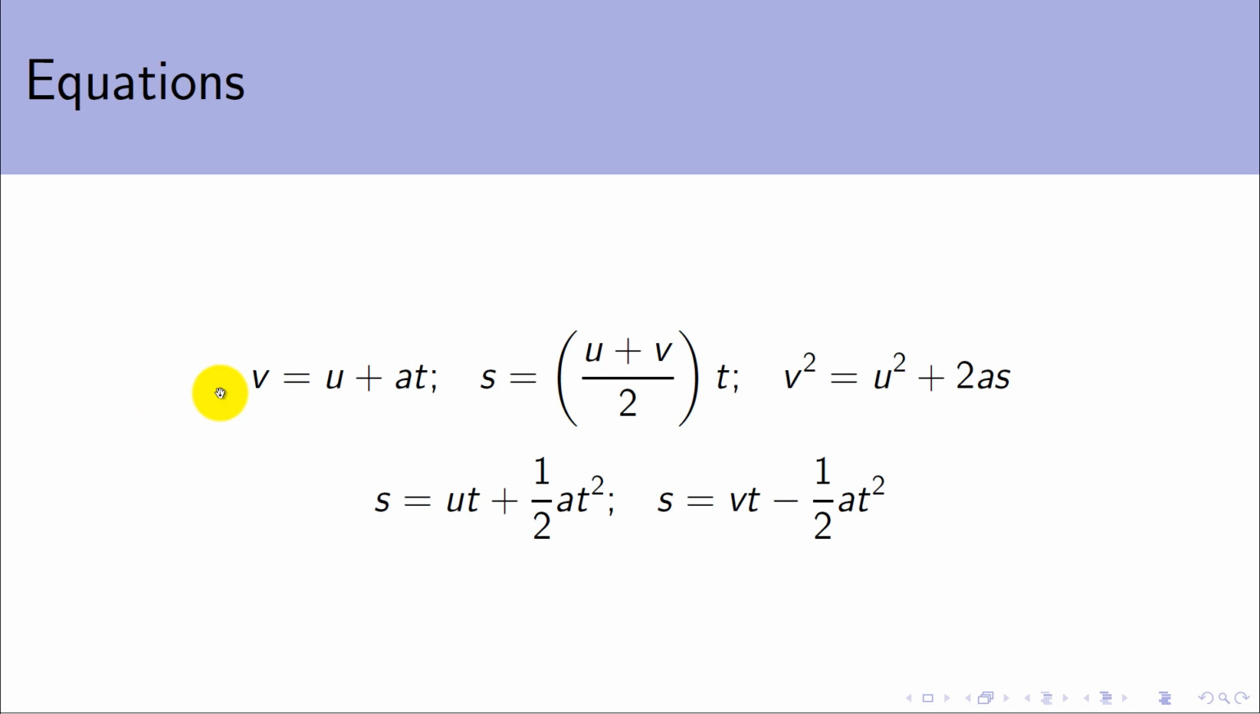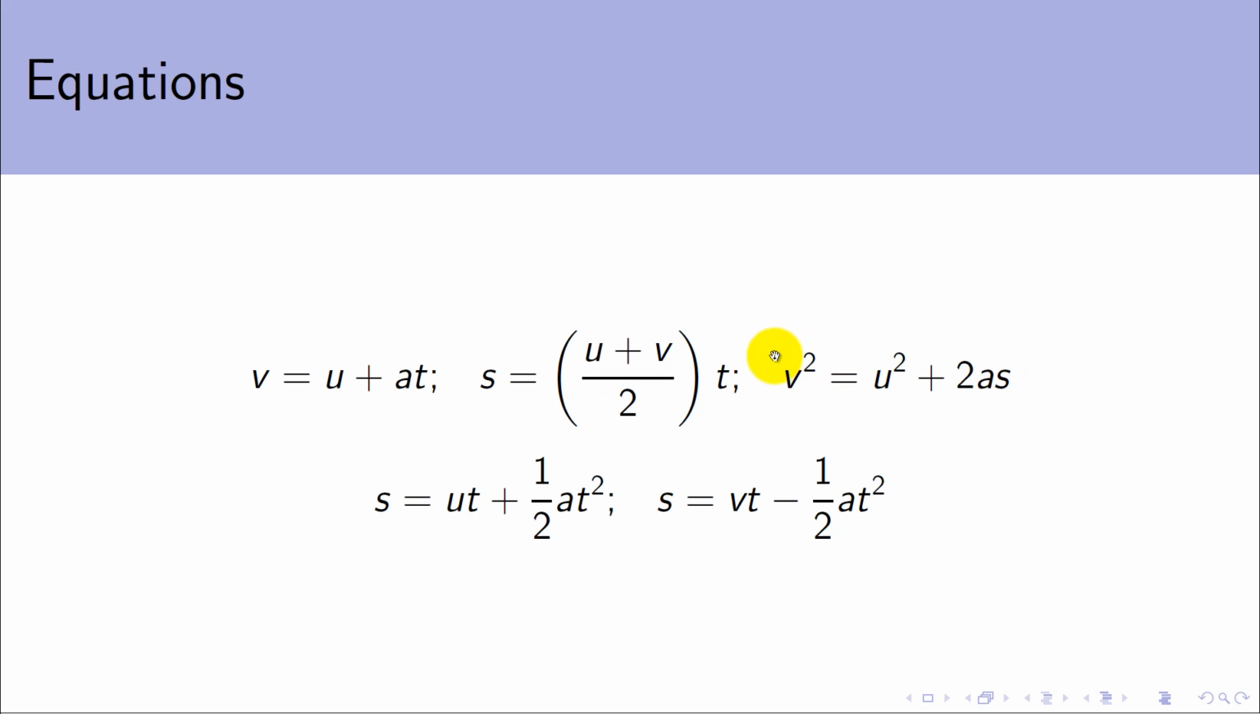Now, this first one, V equals U plus AT, A times T is our acceleration times time, which gives us some change of velocity. So this first one, we can see, is basically saying our final velocity is going to be our initial velocity plus the little bit extra from having accelerated. This one here, S is U plus V over 2 times T. If we look at U plus V over 2, that's our average speed. So this middle one is saying our average speed times time gives us our displacement.